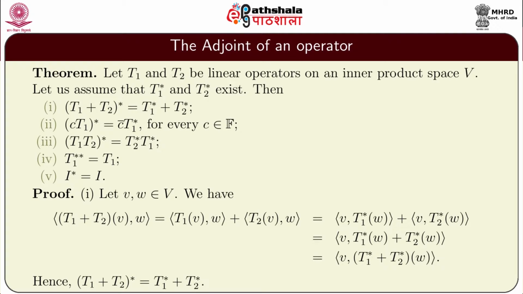In this theorem, we list down a few basic but useful properties of the adjoint. Let T1 and T2 be linear operators on an inner product space V. Let us assume that T1 star and T2 star exist. Then (T1 plus T2) star is T1 star plus T2 star. (C T1) star is C bar T1 star for every C in the field F. (T1 T2) star is T2 star T1 star. T1 double star is T1 and I star is I, where I is the identity operator.